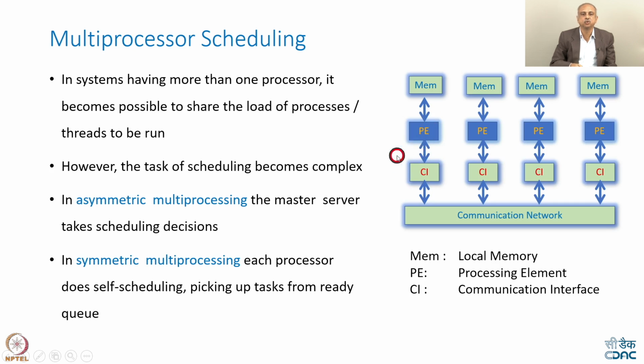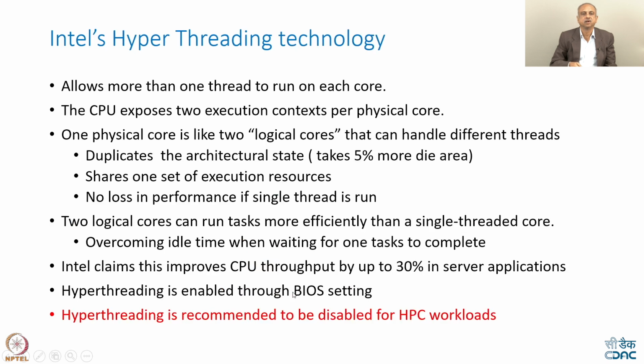So, there are two ways of doing it. In asymmetric multiprocessing, there is a master processor which schedules the threads on the slave processors. In symmetric multiprocessing, what happens is every processor has access to the pool of threads. Once a thread is over, it goes to the pool, picks up the next thread and runs it.